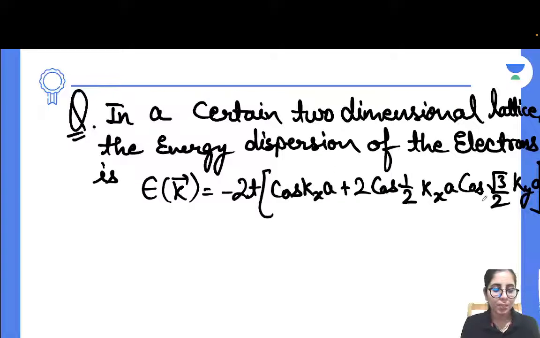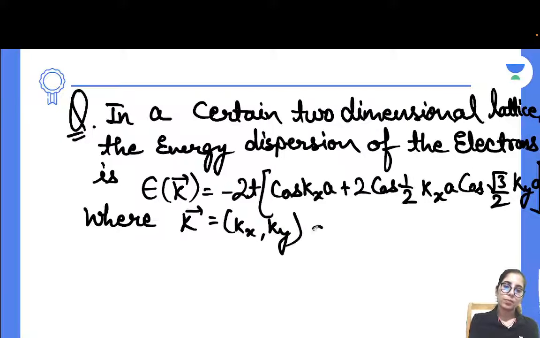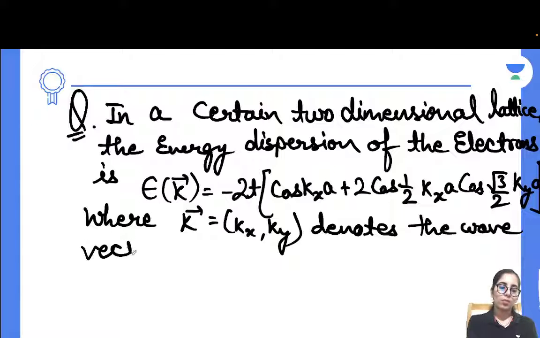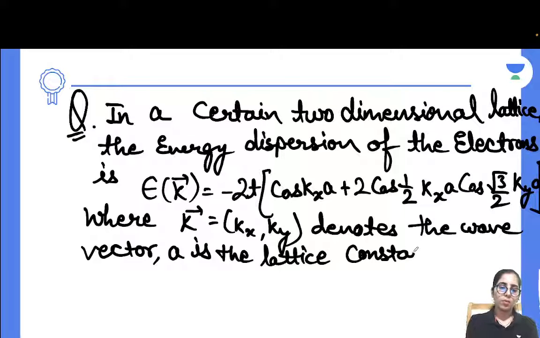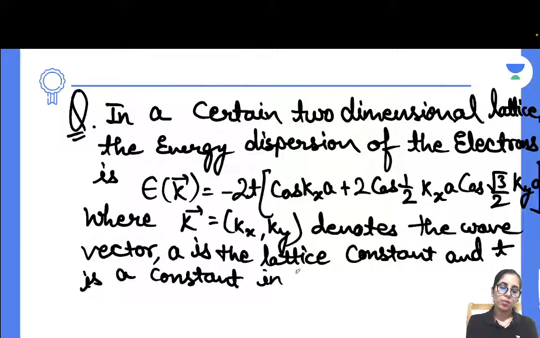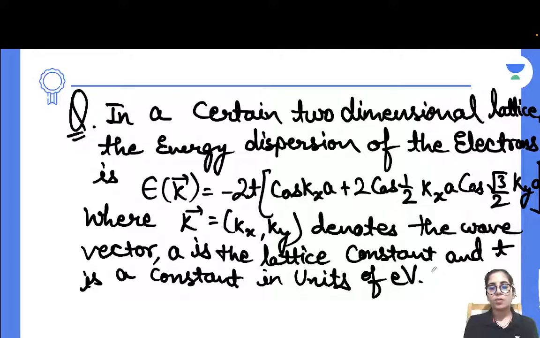Oh, let me just check, is it same? Yeah, it's same. And then where vector k, as a function of kx and ky, denotes the wave vector, a is the lattice constant, and t is a constant in units of electron volts in this lattice.